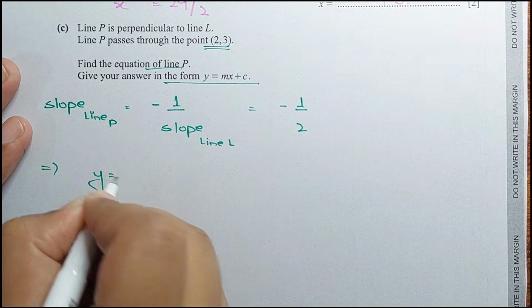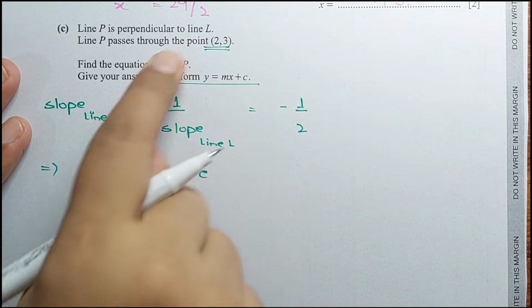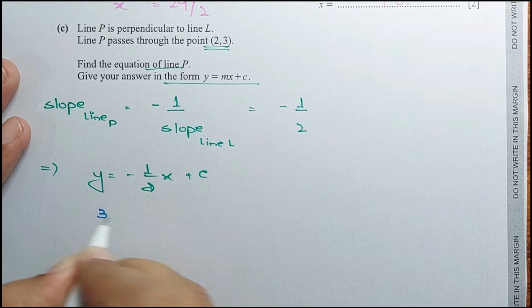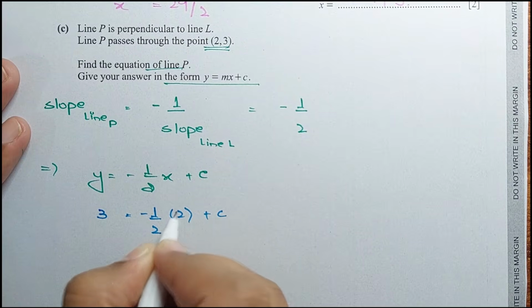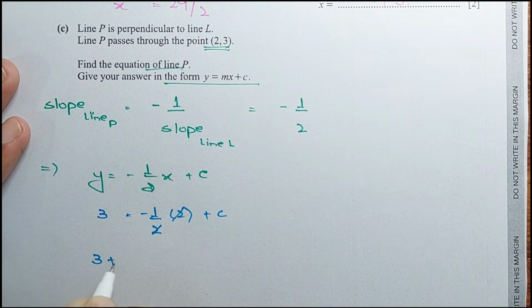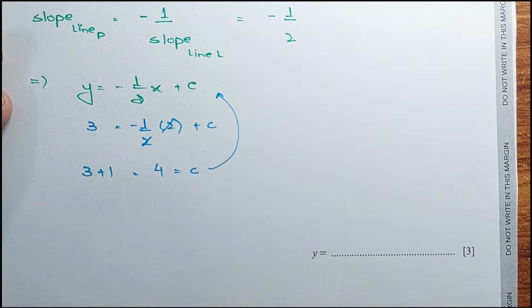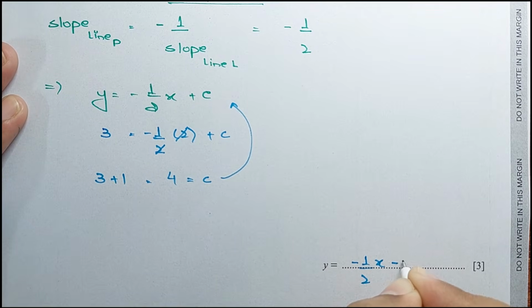So y equals minus 1 by 2x plus c. To get the c value, use the point where x is 2 and y is 3. So 3 equals minus 1 by 2 times 2 plus c. The 2 cancels out with 2. 3 plus 1, that is 4. This is the c value. So substitute the c value back into the equation. We will get y equals minus 1 over 2x plus 4.